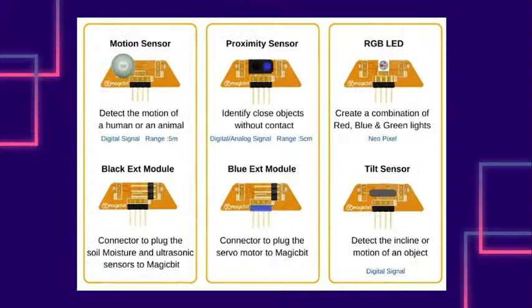And there are some other sensors as well: motion sensor, proximity sensor, RGB LED, tilt sensor. And also you can have two types of extension modules that help you to plug some other sensors to the Magicbit directly without using any kind of jumper wires or connecting cables.